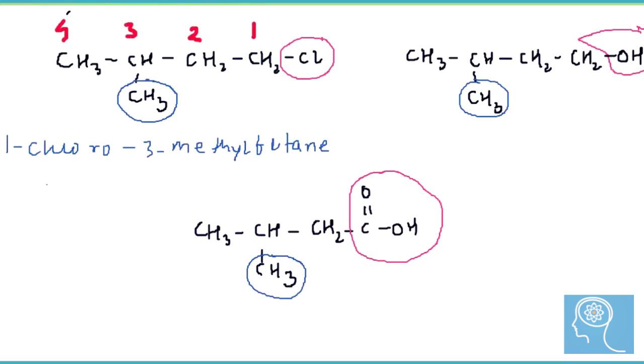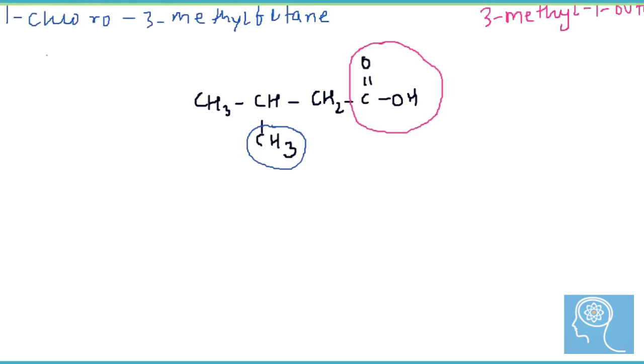Let's try naming this compound. Pause this video and try. In the same way, we will number this molecule 1, 2, 3, 4. So the name will become 3-methyl-1-butanol. Now last but not least, you have to always prioritize the carbonyl group. So it becomes 1, 2, 3, 4. A four carbon containing acid is butanoic acid, but at the third position there's an attachment of CH3, so it becomes 3-methylbutanoic acid.